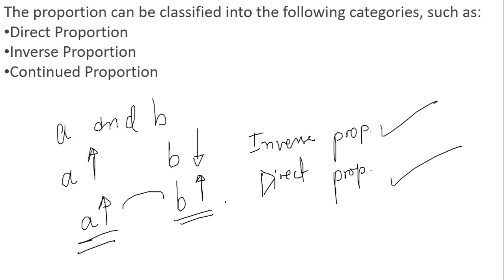But in case of the inverse proportion, it describes the relation between the two quantities in which if one quantity is increased, it leads to the decrease of the other quantity. So this is called inverse proportion. Inverse proportion is represented as A is inversely proportional to B, and direct proportion is represented as A is directly proportional to B. These are some of the basic terms.